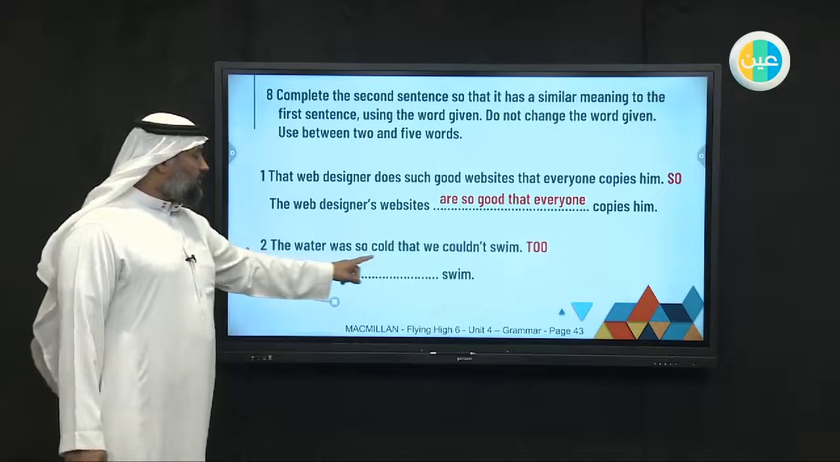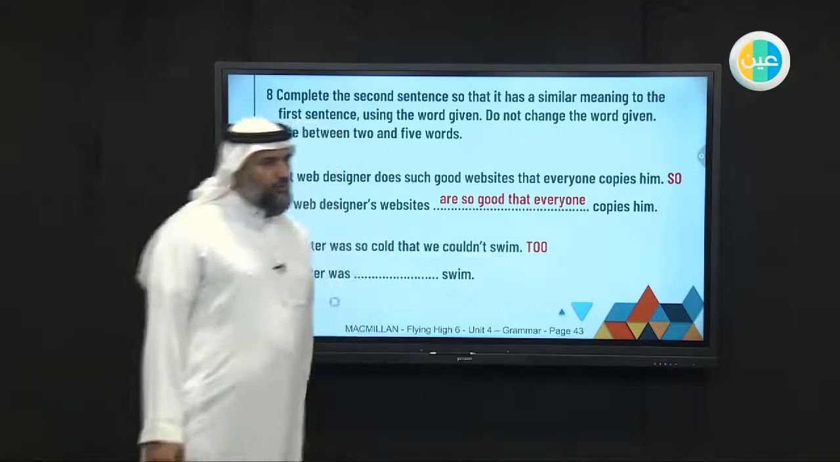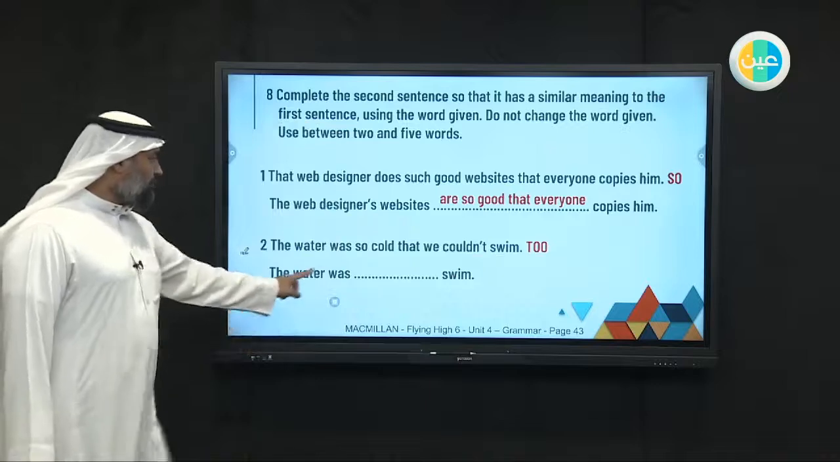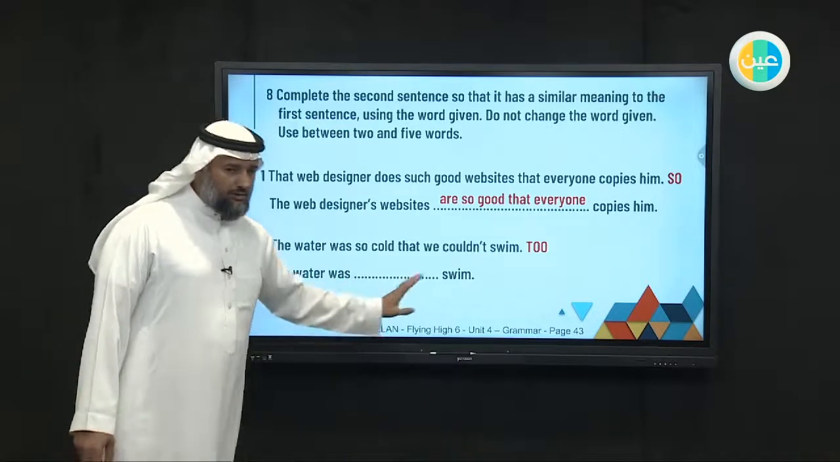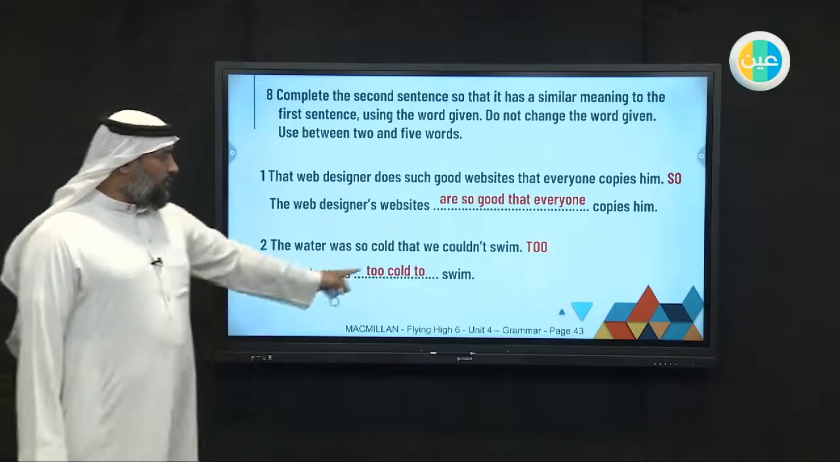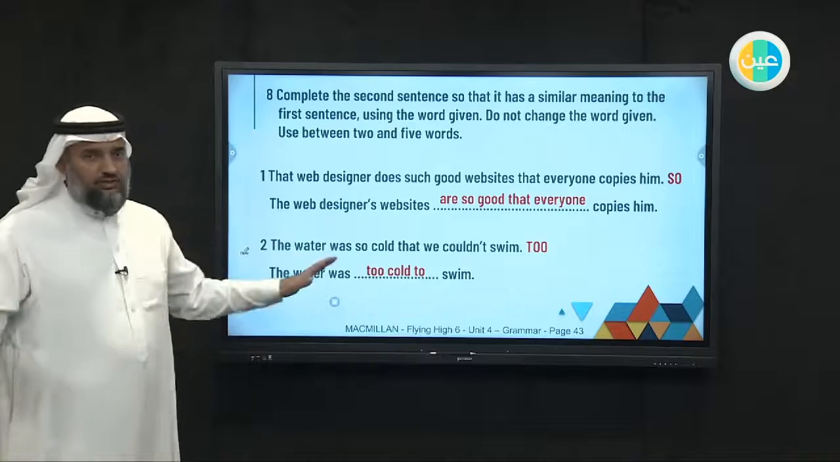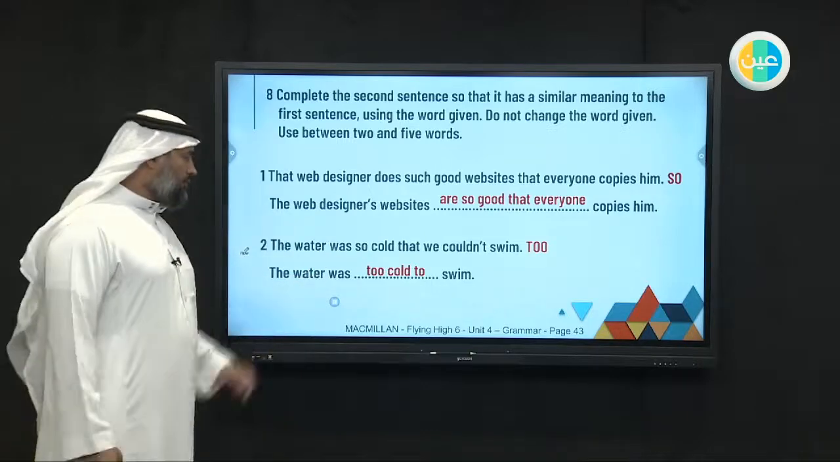The water was so cold that we couldn't swim. Then use the word too. The water was, what do you think? Use the word too. Too cold to swim. The water was too cold, but because they didn't go, so you use too.